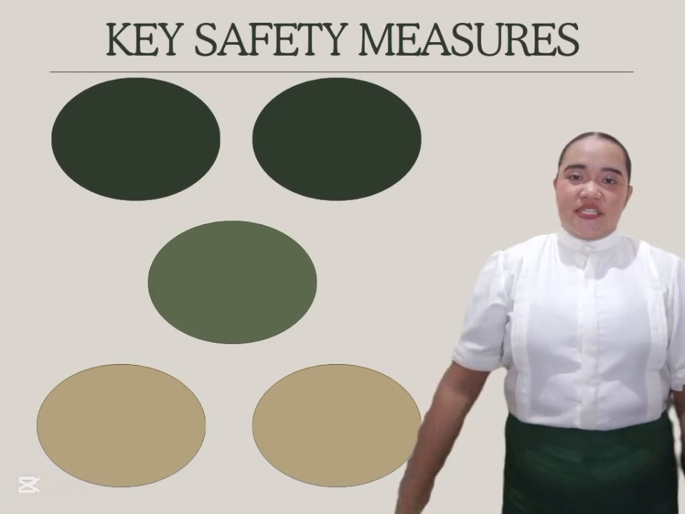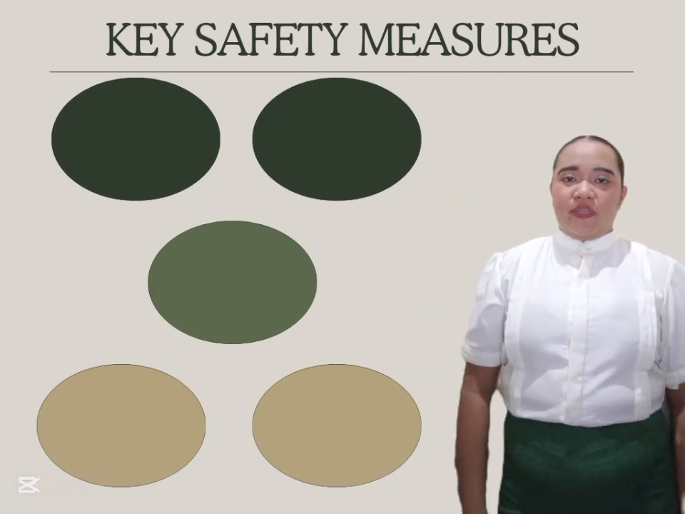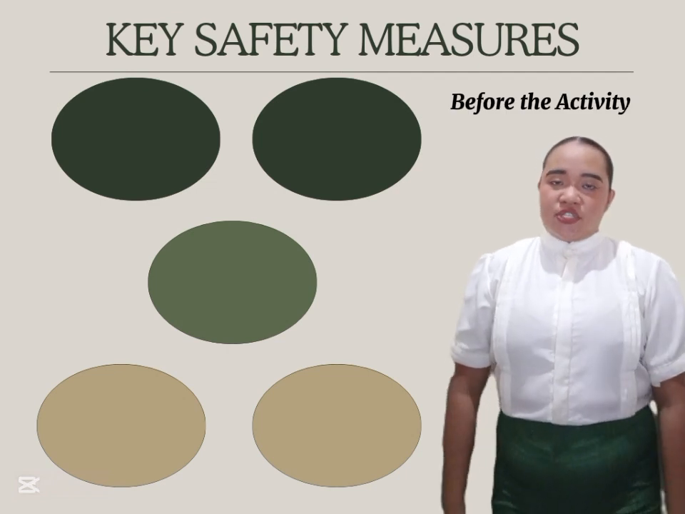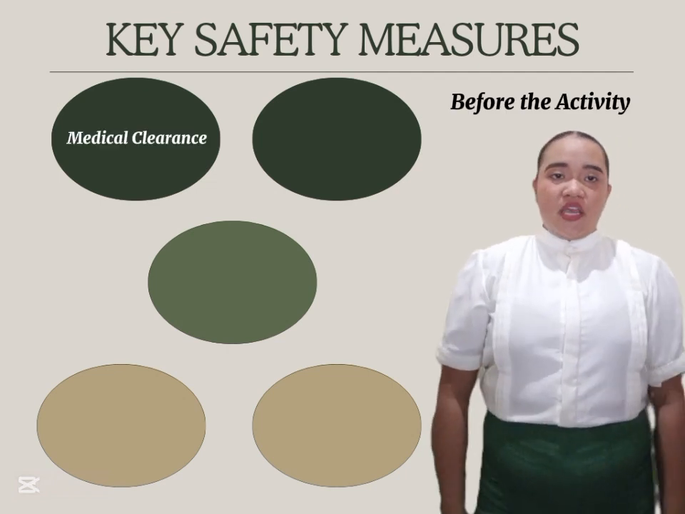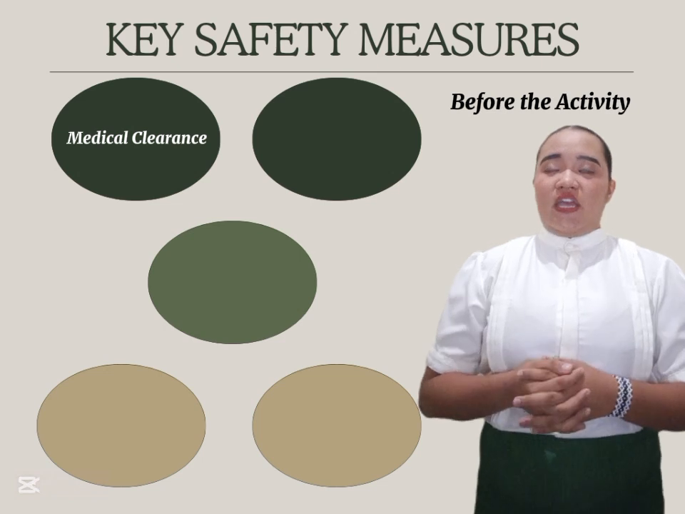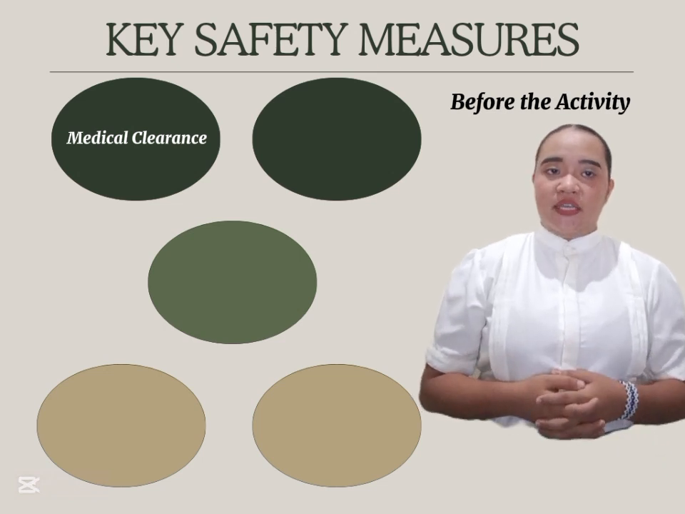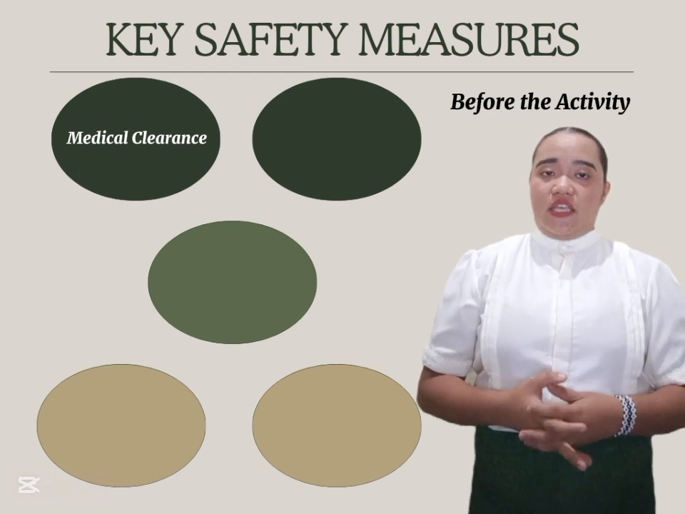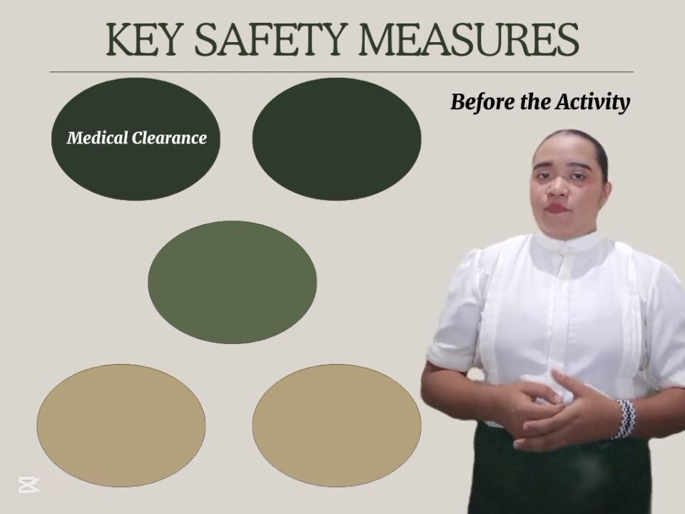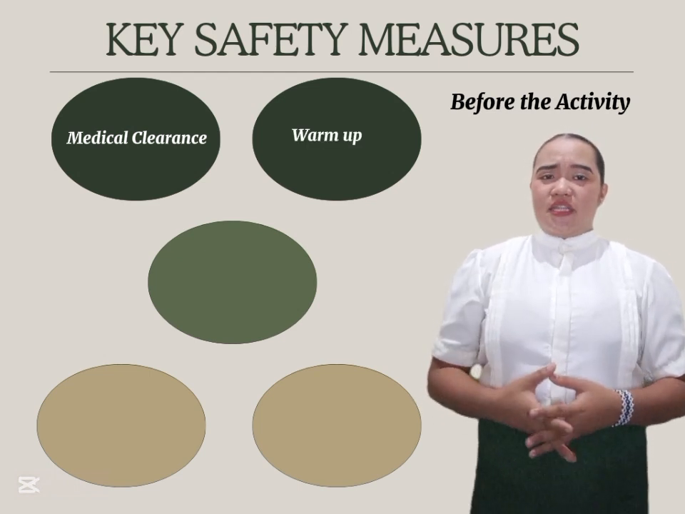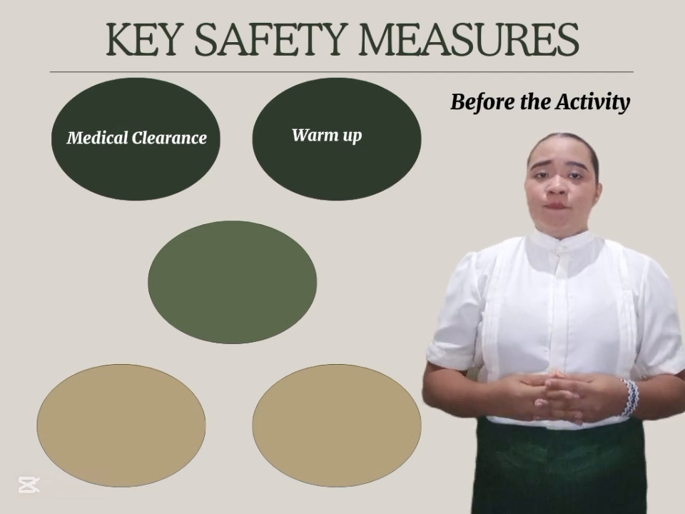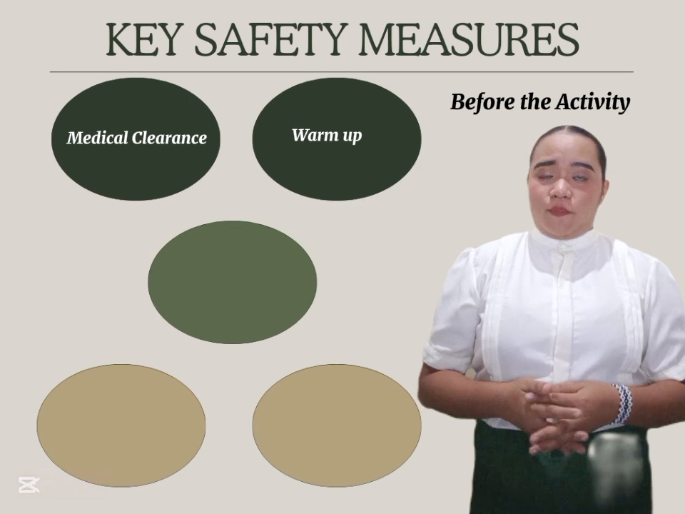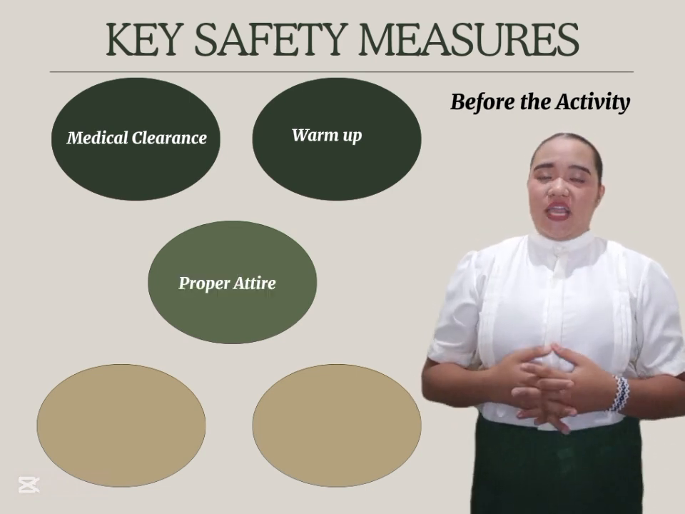So now let's proceed to the key safety measures. The first one is before the activity, which is the preparation. So we have first, medical clearance. Consult a doctor, especially if you have a pre-existing health condition, are new to exercise, or are planning intense activity. Second one is warm up. Always begin with 5 to 10 minutes of light aerobic activity and dynamic stretches to prepare your muscles and increase blood flow. Third one is the proper attire.